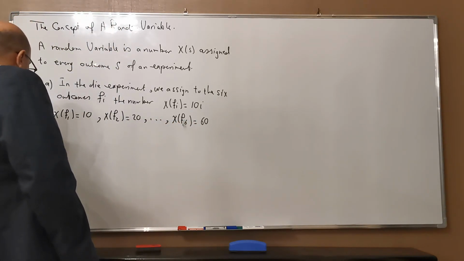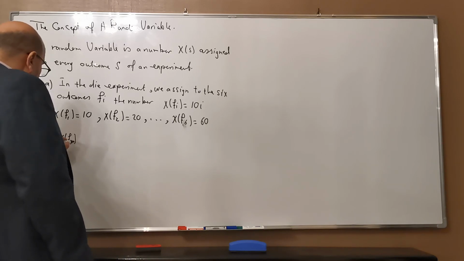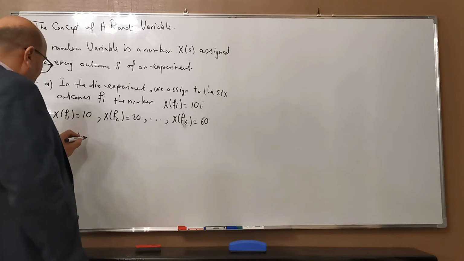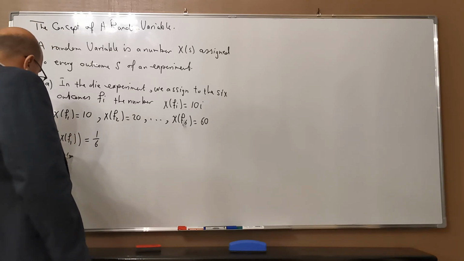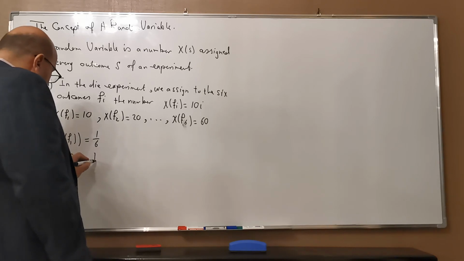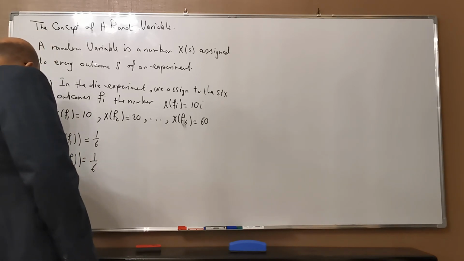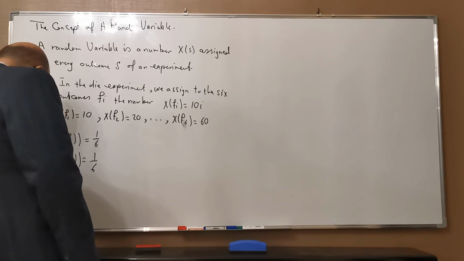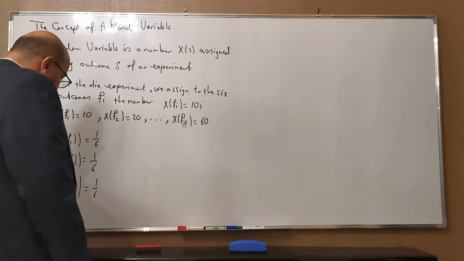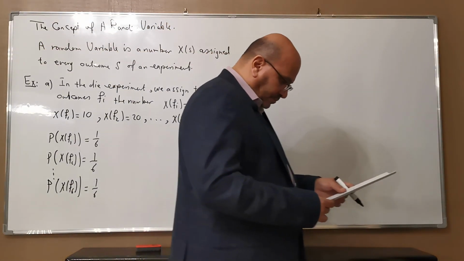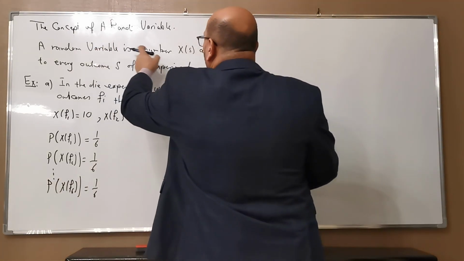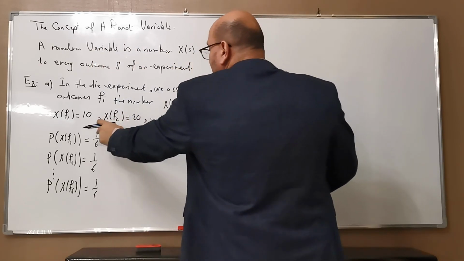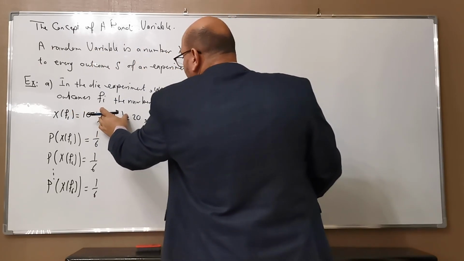Notice that the probability of X of F1, which equals 10, is equal to 1/6. And the probability of X of F2 is also equal to 1/6. And the probability of X of F6 is also equal to 1/6. Okay, 1/6. So this is an example of a random variable assignment. So we assign a real number instead of the experiment.